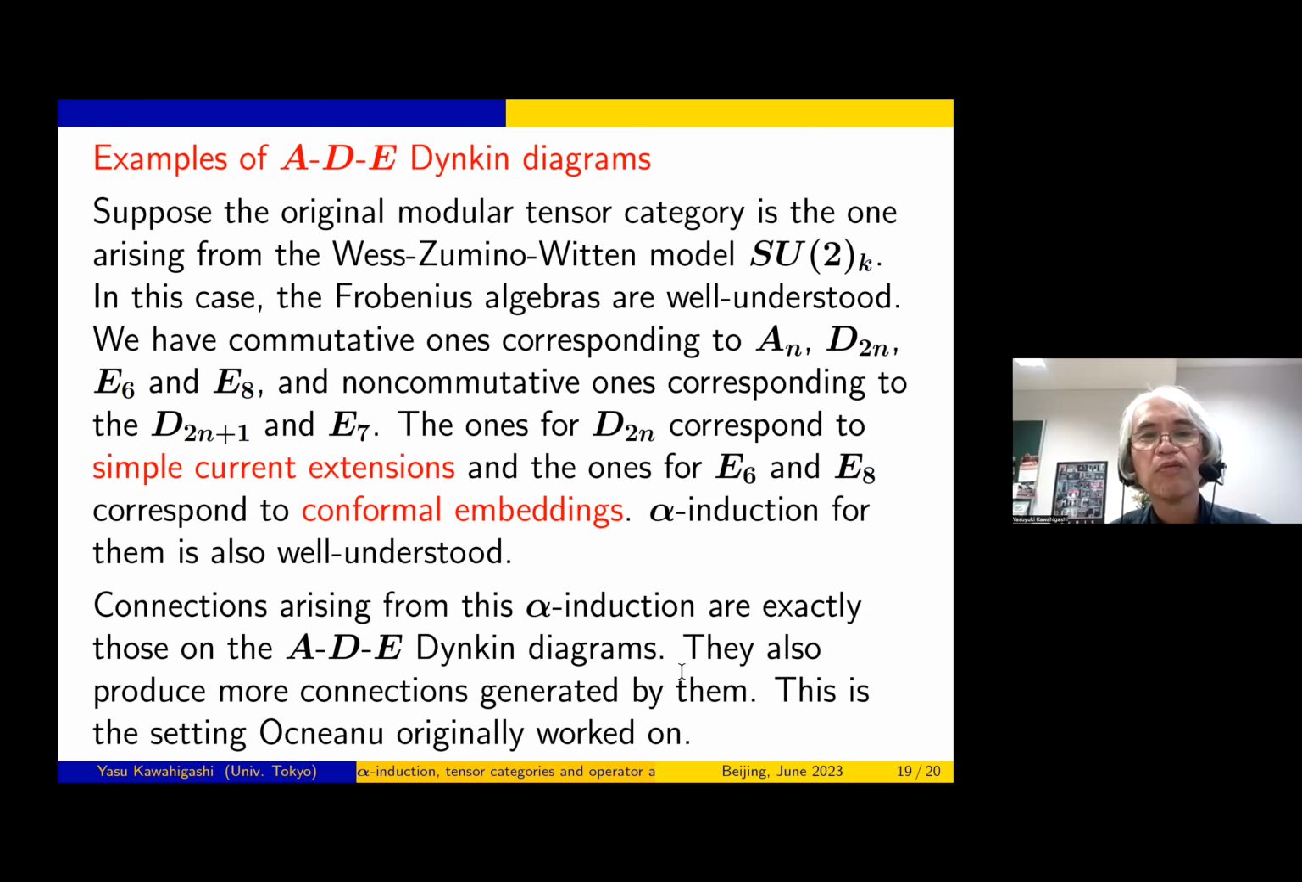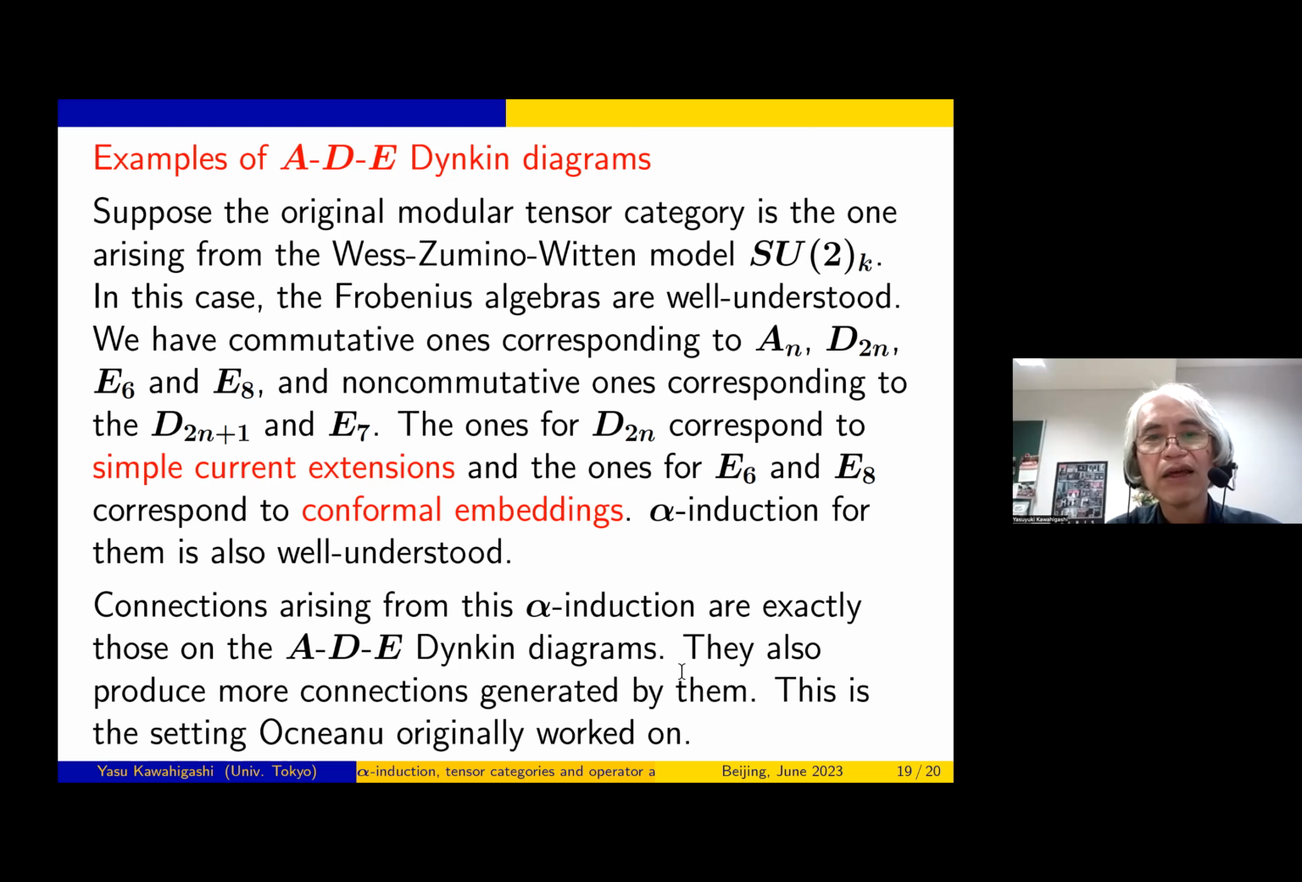And then we have commutative Frobenius algebras corresponding to linking diagrams A_N, D_2N, E6, and E8. We have no commutative Frobenius algebras corresponding to D odd and also E7. So only D even and E6, E8 appear here. And also, yeah, we have non-commutative ones corresponding to D odd and E7. They are really non-commutative Frobenius algebras.